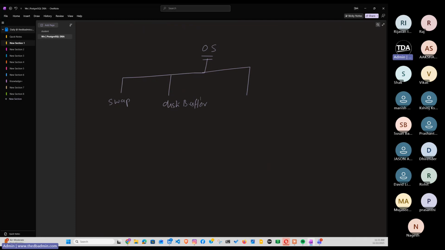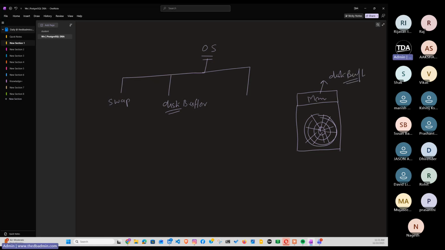Another very important thing we have to understand is that every disk has its own buffer, which we call a disk buffer. When you open any disk, you will find the spindles, which are the tracks where your data is stored, in tracks and sectors. To read all these blocks, even the disk has its own memory, which we call a disk buffer.